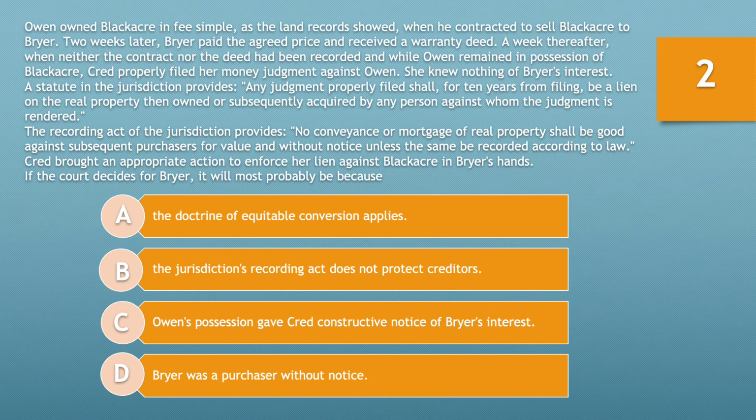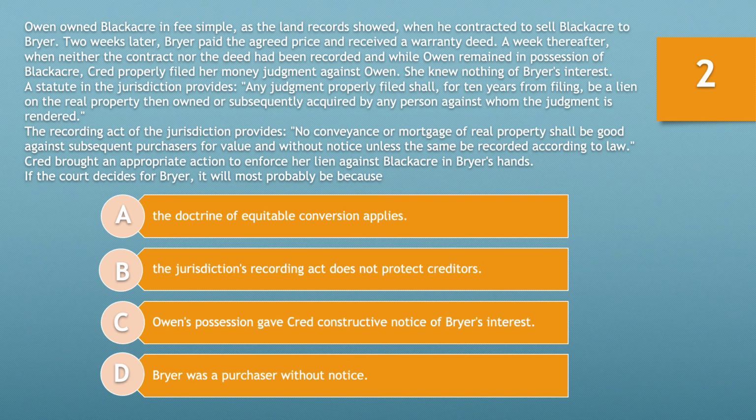Let's move on to question number 2. Owen owned Blackacre in fee simple, as the land record showed. When he contracted to sell Blackacre to Breyer 2 weeks later, Breyer paid the agreed price and received a warranty deed. A week thereafter, when neither the contract nor the deed had been recorded, and while Owen remained in possession of Blackacre, Cred properly filed her money judgment against Owen. She knew nothing of Breyer's interests.